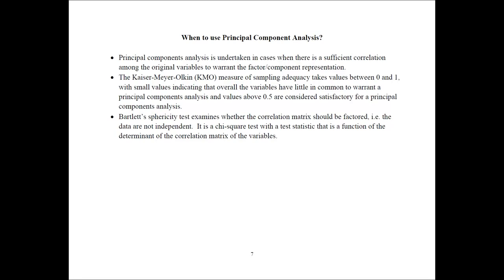So the Kaiser-Meyer-Olkin measure, or KMO measure of sampling adequacy, takes values between 0 and 1. Very small values indicate that the overall variables have little in common to warrant principal component analysis, whereas values above 0.1 are considered satisfactory for principal component analysis. And that's one measure that we will use.